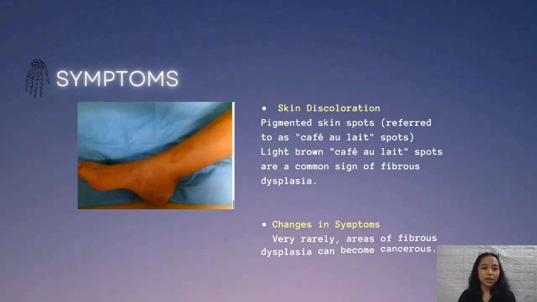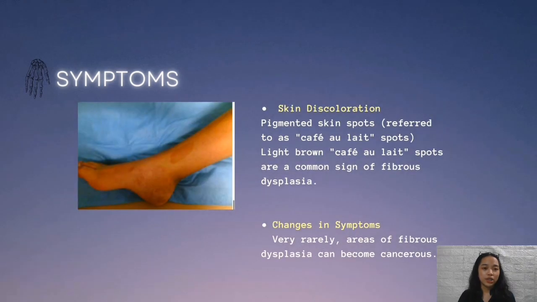Another effect is skin discoloration. Pigmented skin spots, referred to as cafe-au-lait spots, are often seen in a person with hormonal abnormalities and fibrous dysplasia. So this is an example. It shows here the common sign of fibrous dysplasia, the light brown spot.